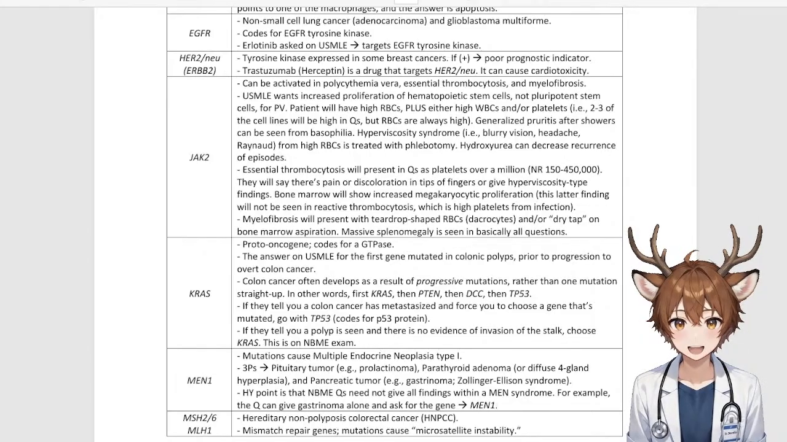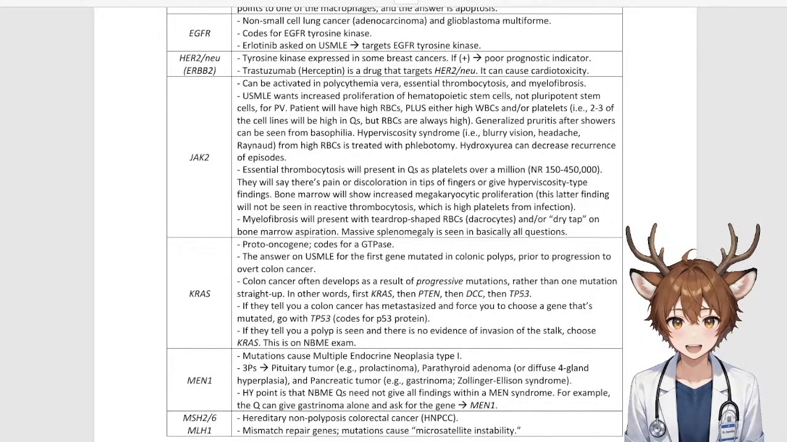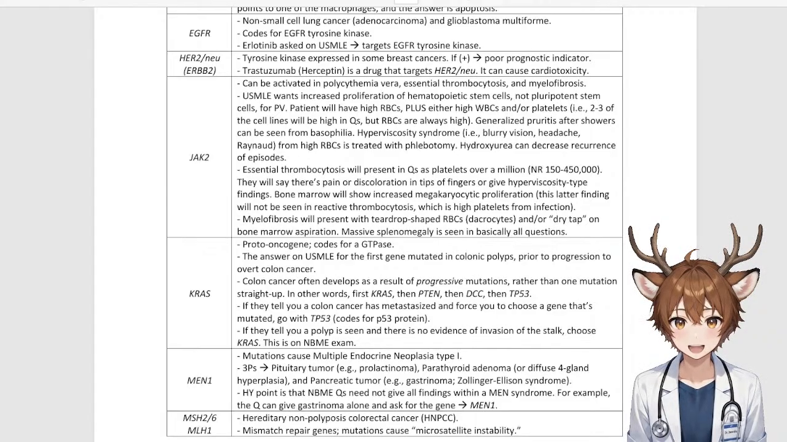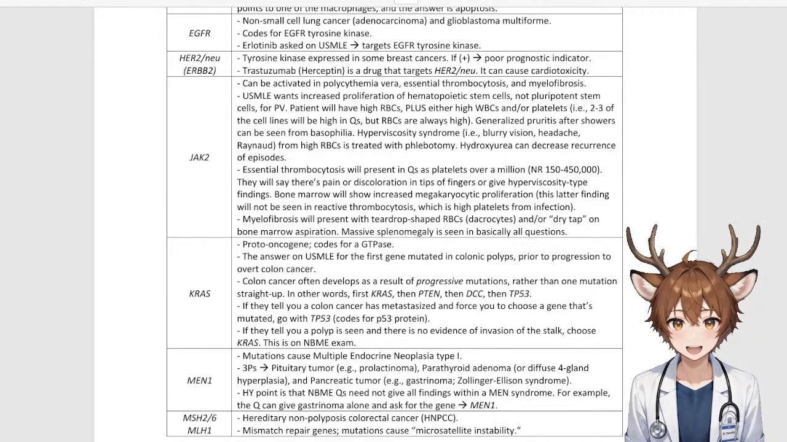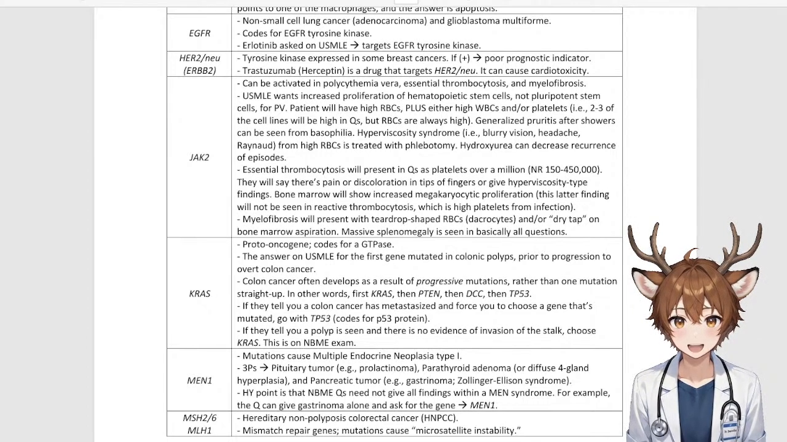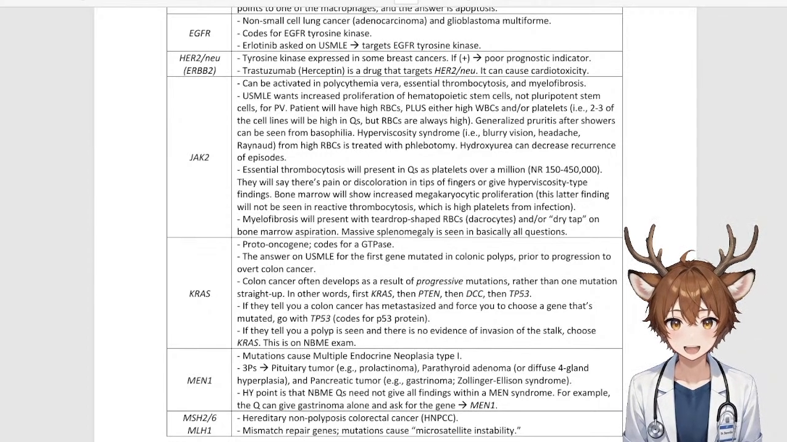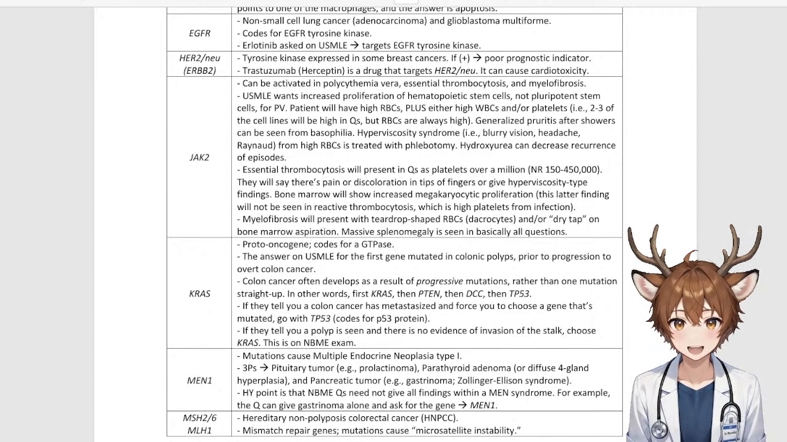HER2-neu, or ERBB2, the tyrosine kinase expressed in some breast cancers. If positive, leads to a poor prognostic indicator. Trastuzumab, Herceptin, is a drug that targets HER2/neu. It can cause cardiotoxicity.